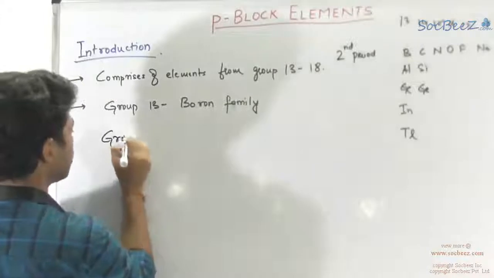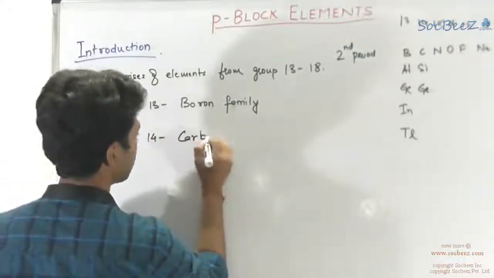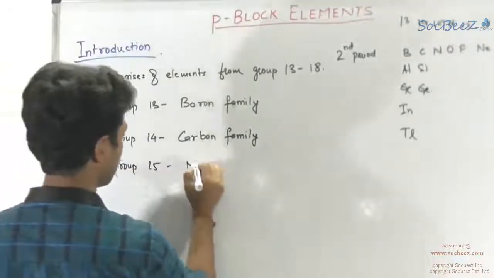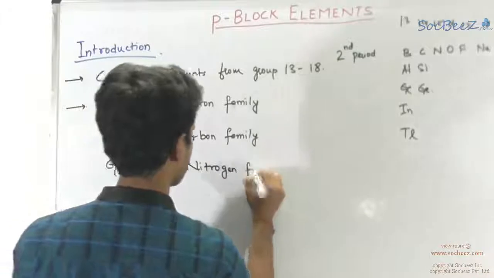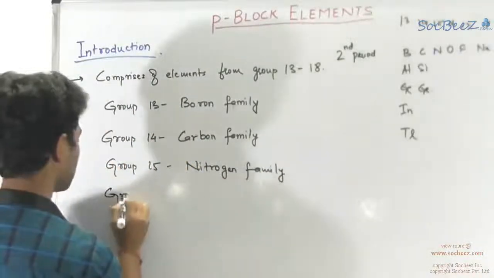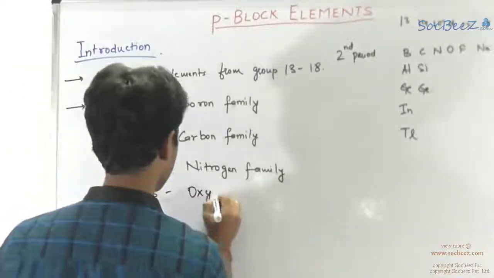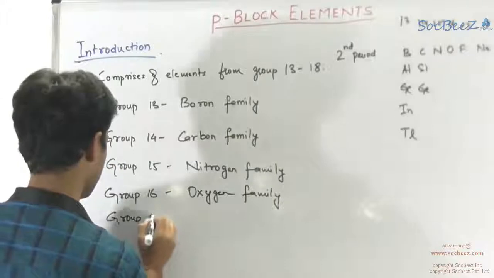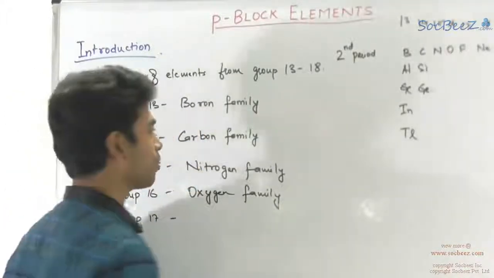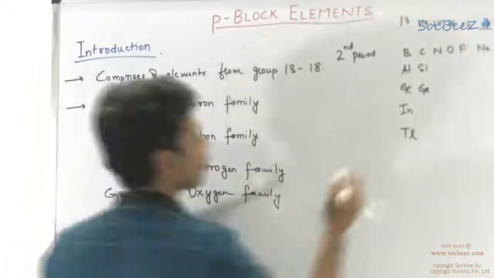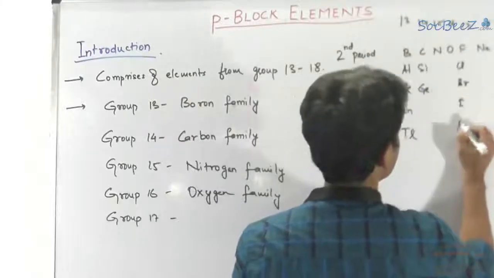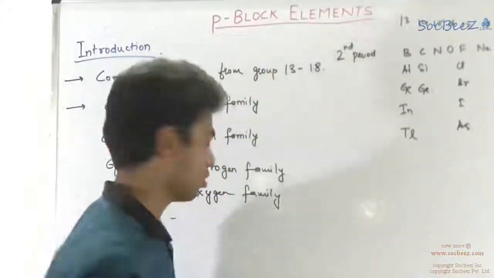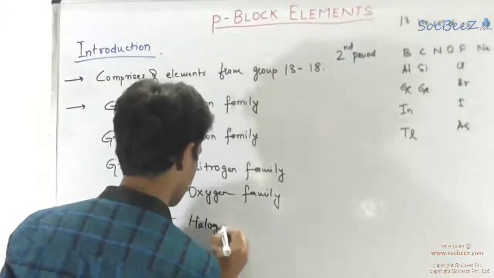Similarly, group 14 is called carbon family. Group 15 would be called nitrogen family. Group 16 will be called oxygen family. Group 17 is not called fluorine family because we have a special name for all the halogens: fluorine, chlorine, bromine, iodine, astatine. We have a common name for all these elements, that is halogens. So we call this a halogen family.